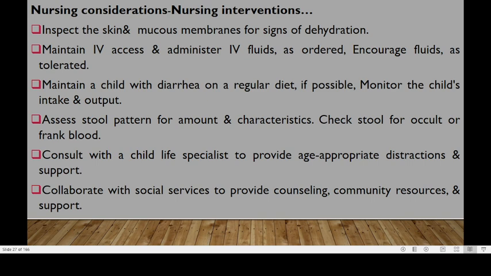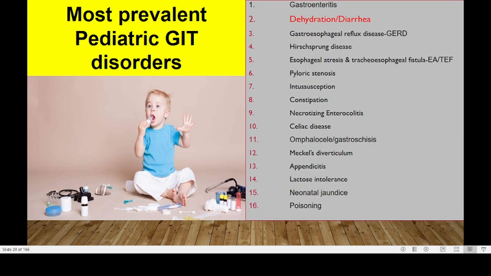You consult with a child life specialist to provide age-appropriate instructions and support, and collaborate with social services to provide counseling, community services, and support. Ladies and gents, that's all about gastroenteritis.